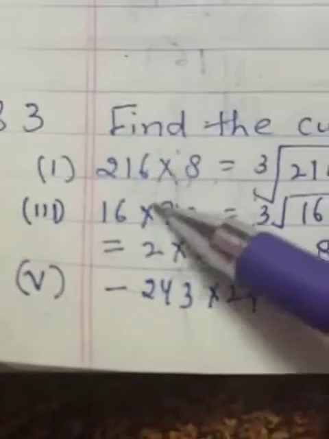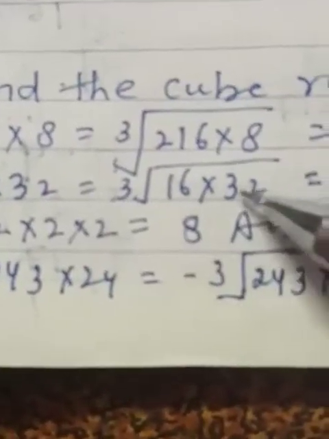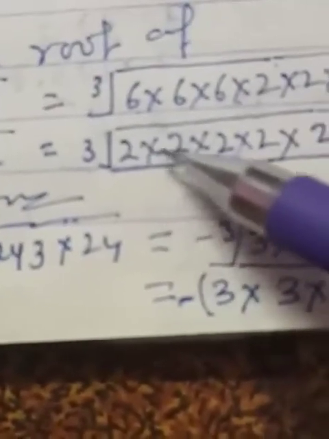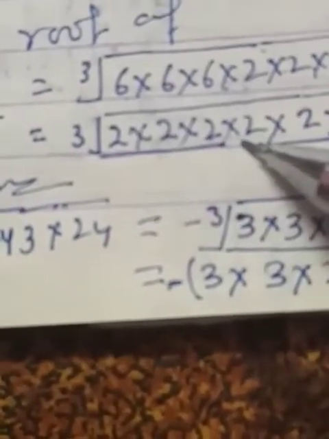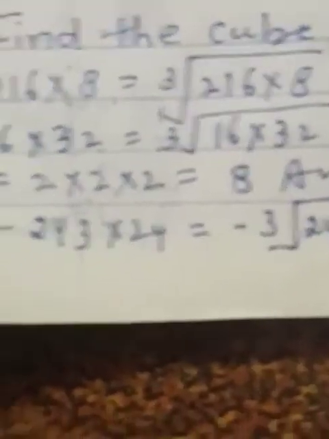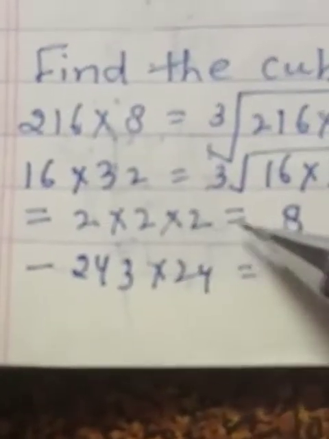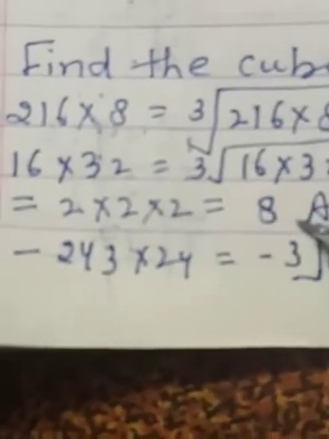Next question, third part, 16 into 32. Here we write the cube root of 16 into 32. It is 2 into 2 into 2 into 2, 4 times, 2, 4, 8, 16, again 2, 4, 8, 16, 32. We follow the same process: 1 time 2, 4, 8. This 8 is the answer.